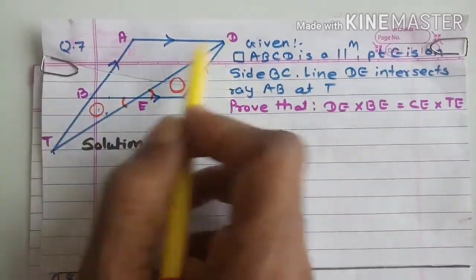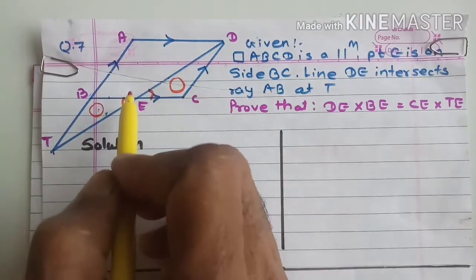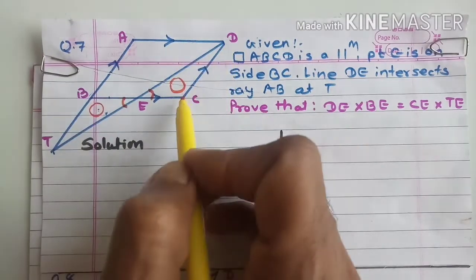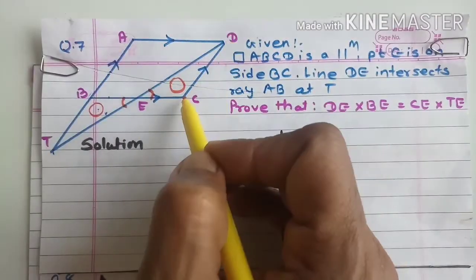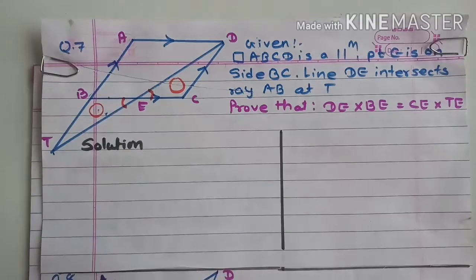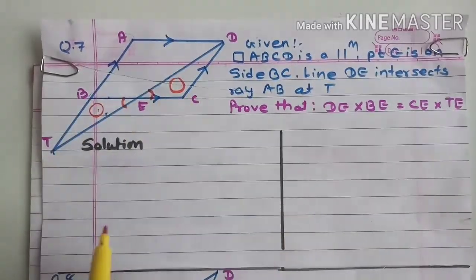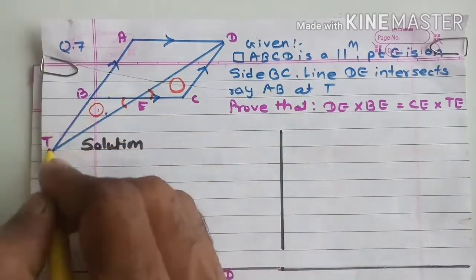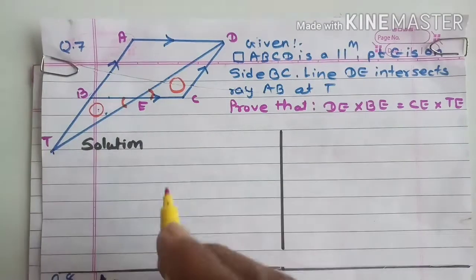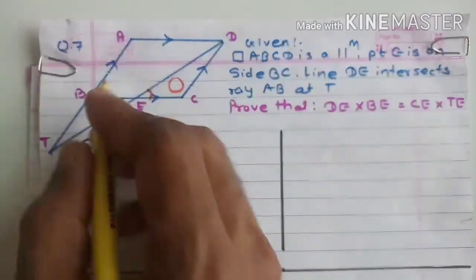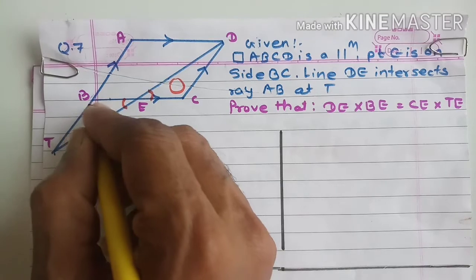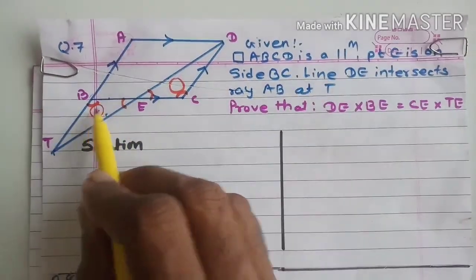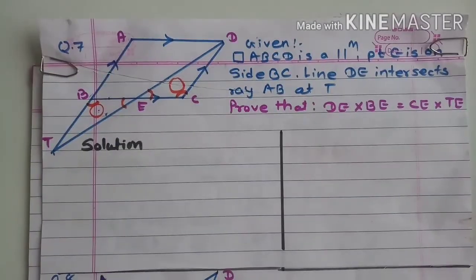See, we have a parallelogram. Parallelogram means opposite sides are parallel. AB is parallel to DC, therefore AT is also parallel to DC because A, B and T are collinear points, and BC is a transversal. Then which pair is formed? Z shape means alternate angles. If two lines are parallel, then the pair of alternate angles are always equal. So angle B is equal to angle C. So this is how we can prove these two triangles similar by the AA test.